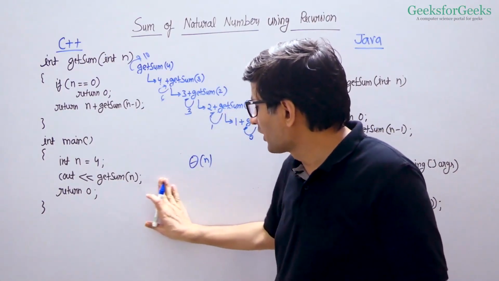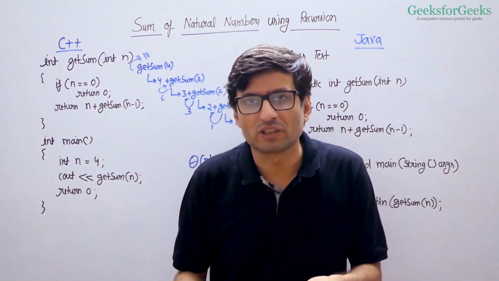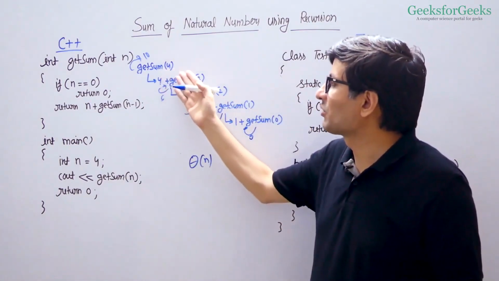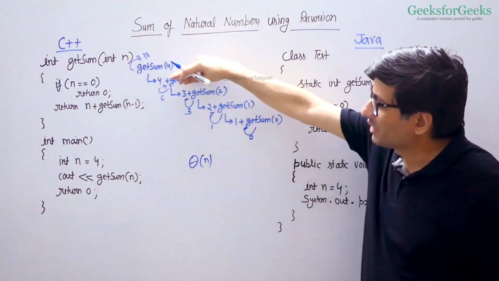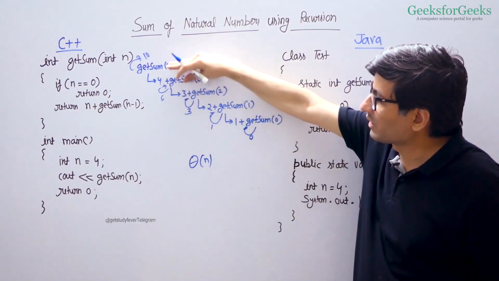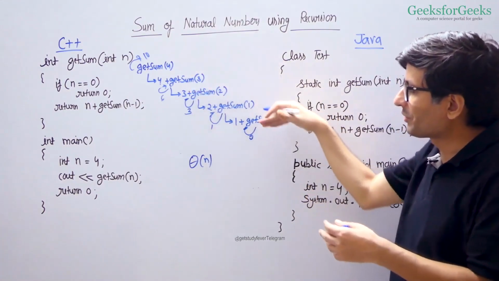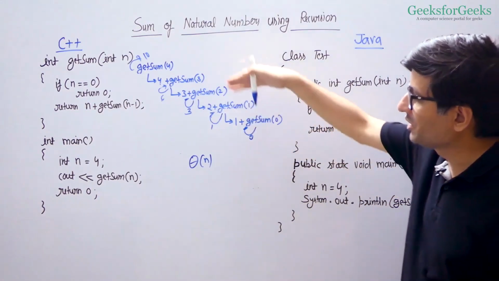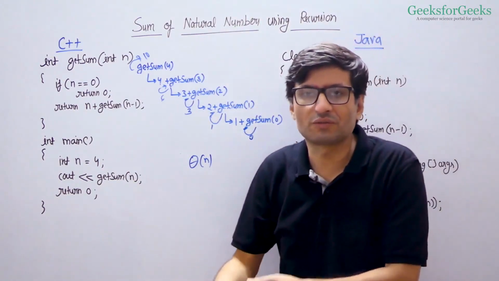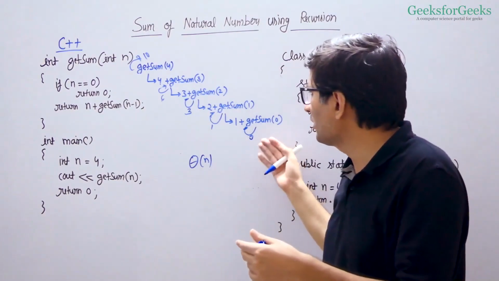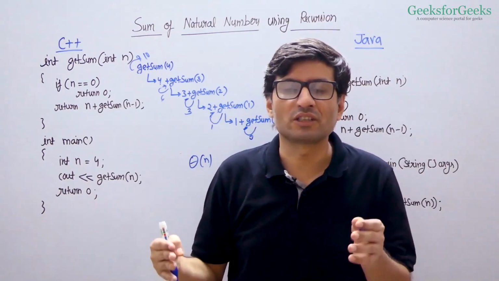Now talking about the auxiliary space, see, the recursion call stack is also auxiliary space. So when you are calling for n, it's going to call for n minus 1 and this function is going to stay in the function call stack. And then when this function is called, this is going to stay in the function call stack and it's going to make a call for getSum(2) and so on. So when you call getSum(0), these functions are there in the function call stack. They are waiting for their child functions to finish. So at a moment, you will have at most n plus 1 functions in the function call stack.